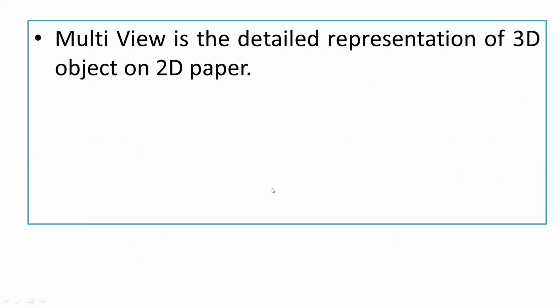So why do we need multi-view projection? Multi-view projection gives a detailed representation of the 3D object on 2D paper. Okay. So when any object or any machine part is to be manufactured in the industry, then the manufacturer needs the proper dimensions for the given object. Okay. So the drawing is prepared in the multi-view projection method, so that all the dimensions and all the shapes are exactly visible in the drawing sheet. Okay, so this is the use of multi-view orthographic projection.